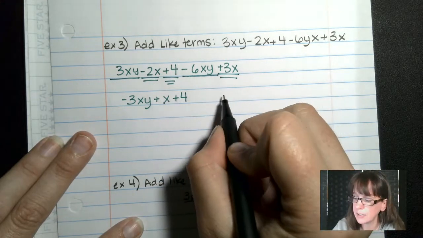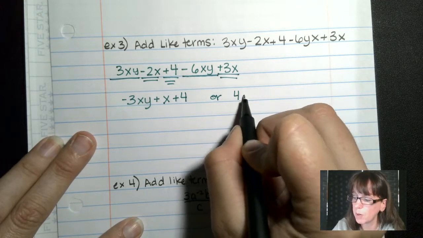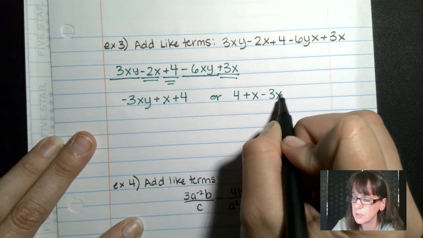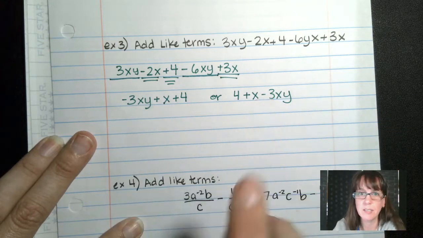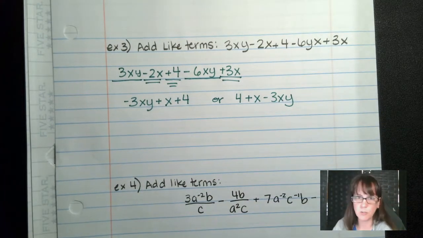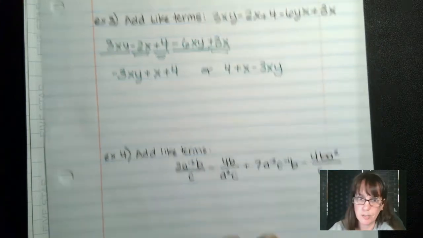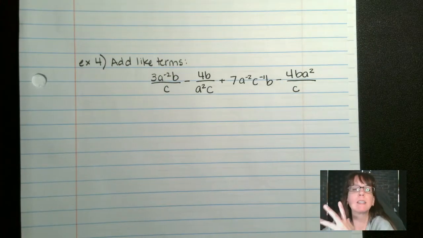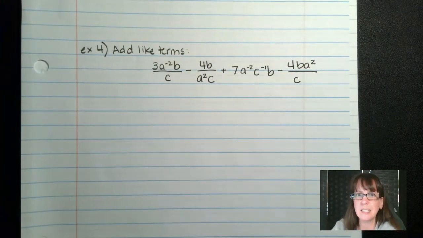You may see it written like something like this, 4 plus x minus 3xy. Those are the same thing. It doesn't matter. When we get to exponents, though, you do want to put the highest exponent first. That's a good consideration.